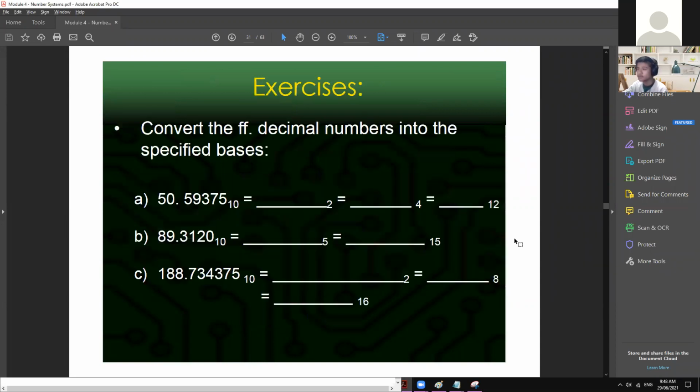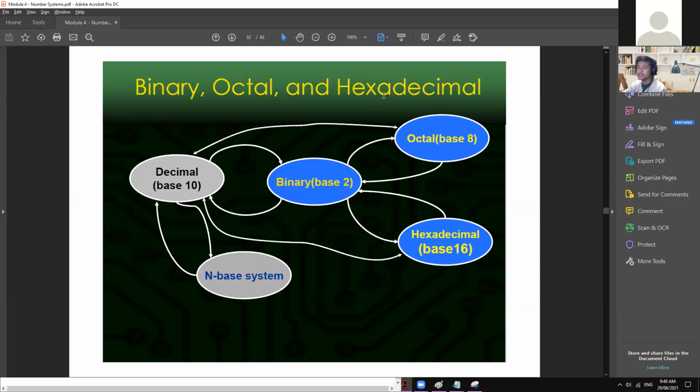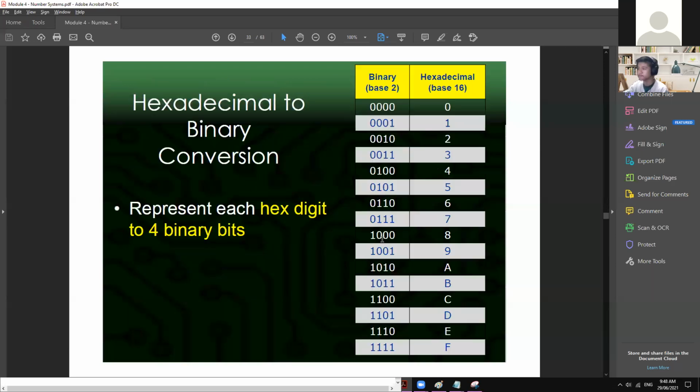Okay. All right, so let's now move on to the summary on what are things that you can do to these bases. So decimal can be converted to n base, n base can be converted to decimal, decimal can be converted to binary, binary can be converted to decimal, and so on and so forth.